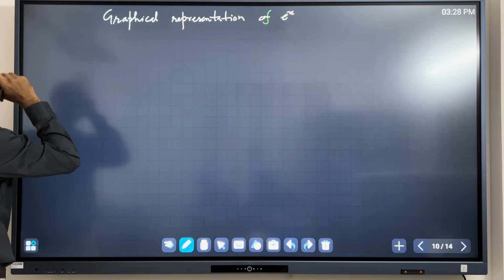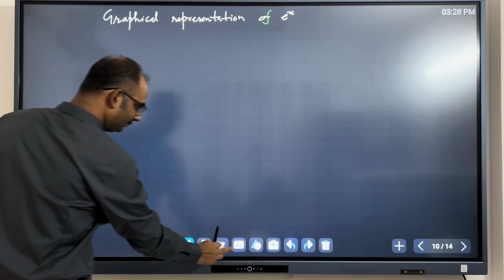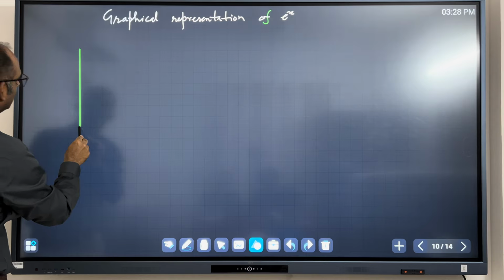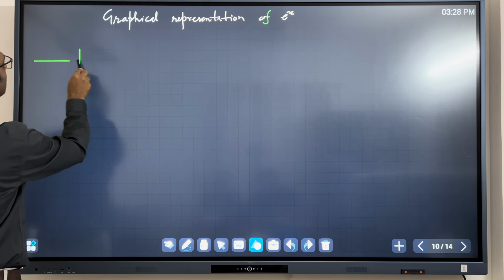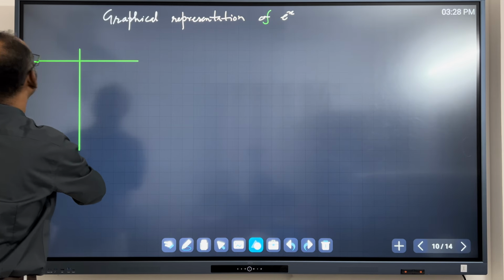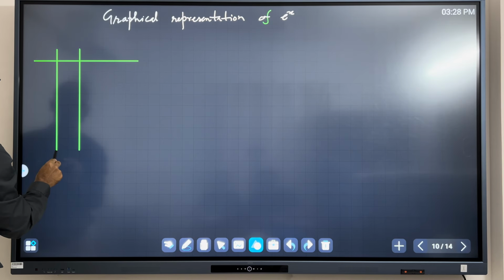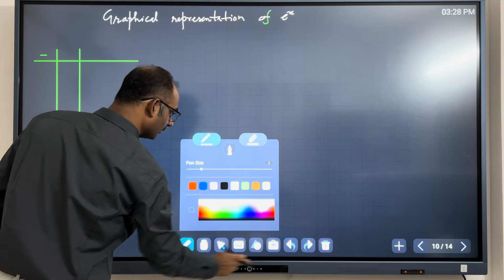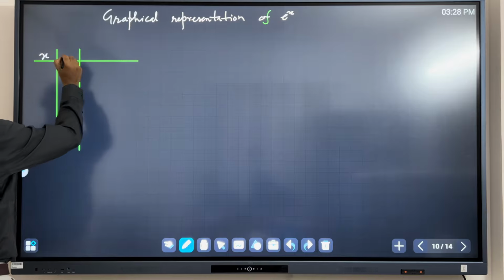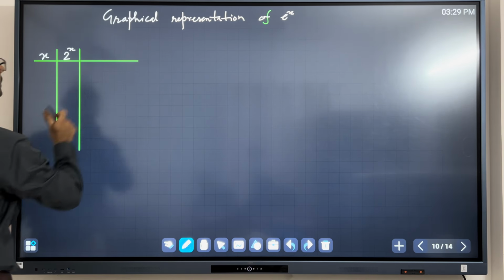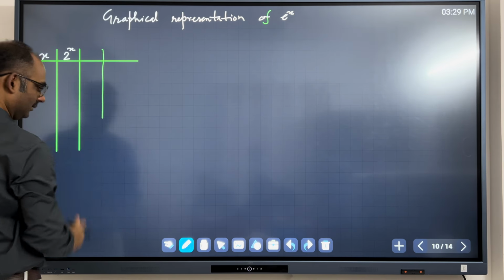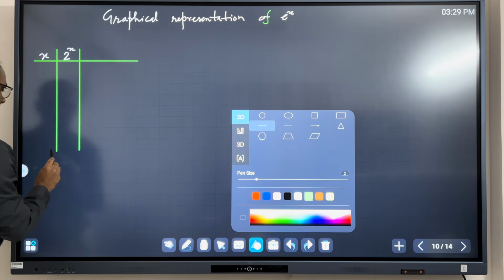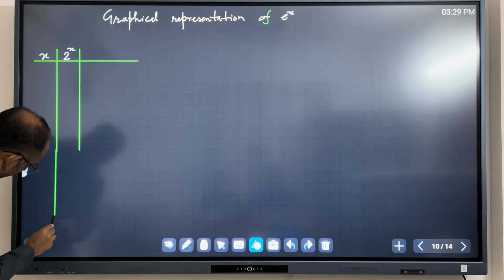So, let us look at this table. Here I'll put values of x, here I will put values of 2 to the x, and here let's put this. It's coming in the camera, right? Yes.